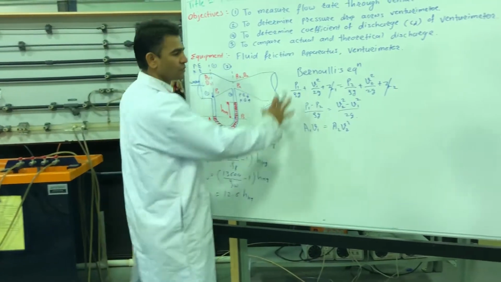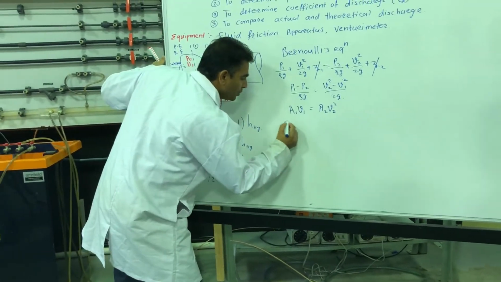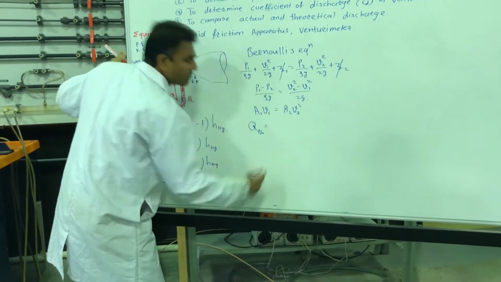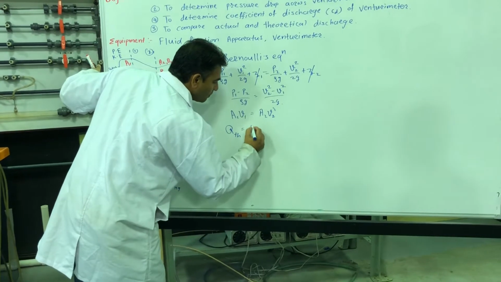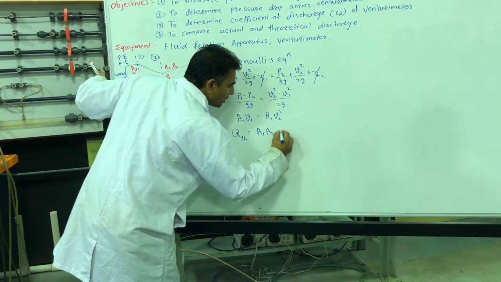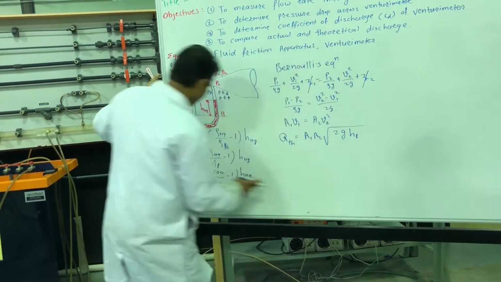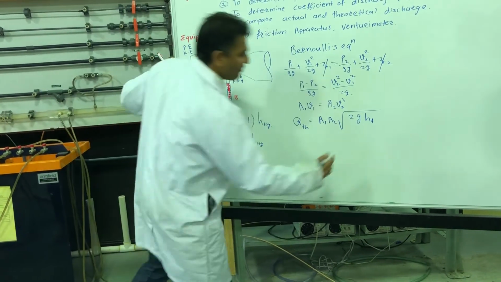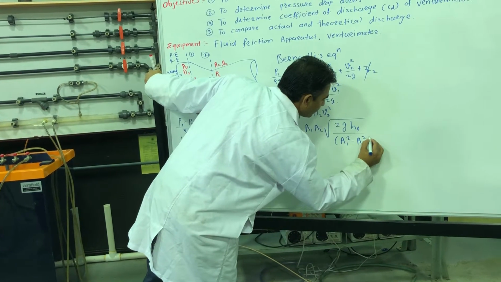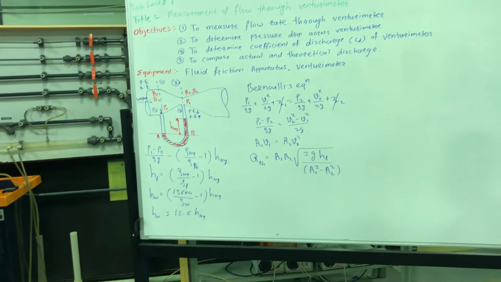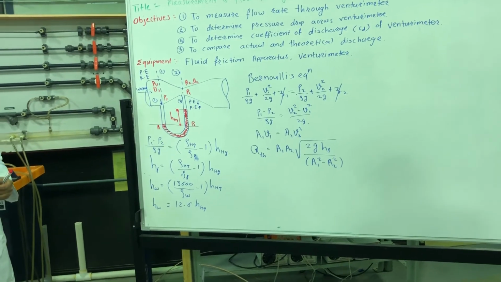So that Q is given, so I'm not going to derive the equation. We'll directly write the equation. Q theoretical, this is called theoretical because we are using basic formulas. So Q theoretical is equal to A1 A2 under root 2 g HF, where F means water, HF divided by A1 square minus A2 square. Okay, so this is the formula.